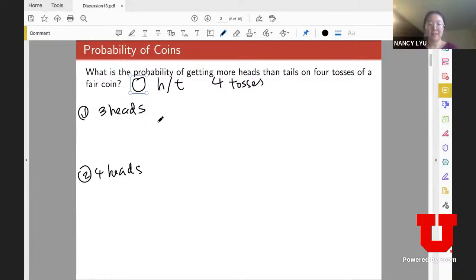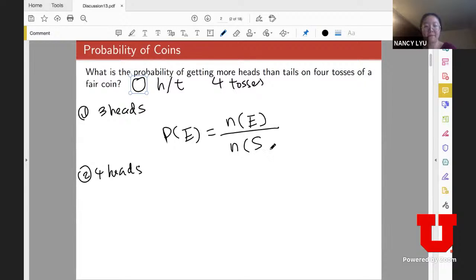And we want to find out the probability of getting more heads than tails. So we can just directly use the definition of the probability, which is P(E), where E is your event that we have more heads than tails. And P(E) is equal to the number of outcomes where more heads than tails happen over the number of the sample size, which is N(S).